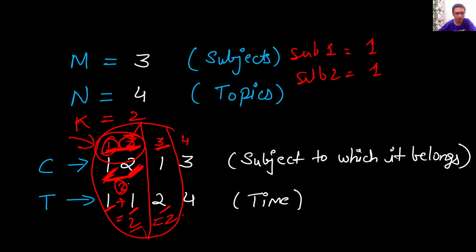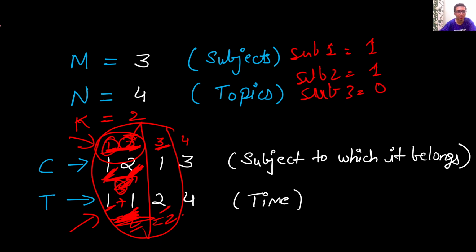For subject three, how many topics do I have over here? So over here in this left box, I do not have any three topic or any three over here. So for subject three, I have zero topics, right?